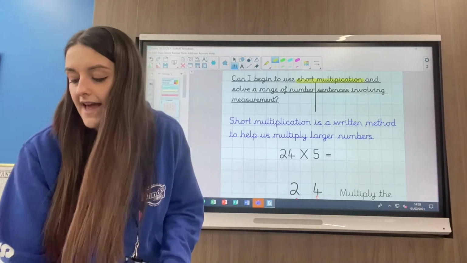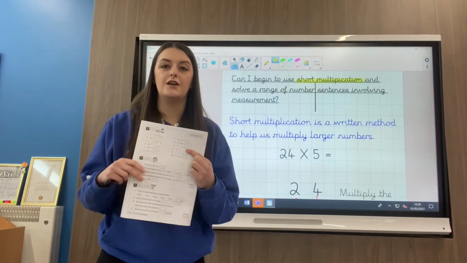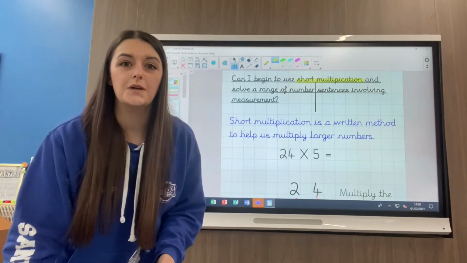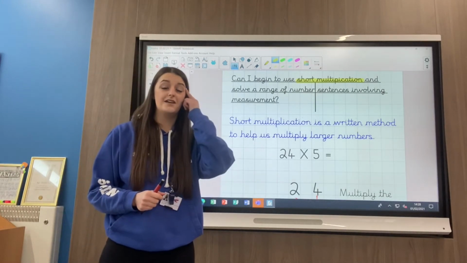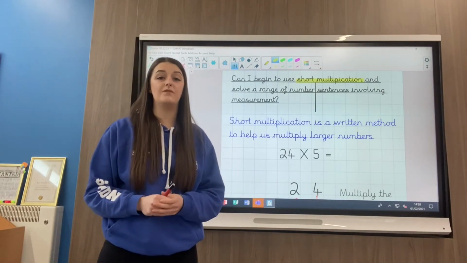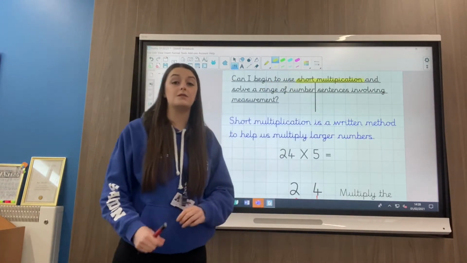Because in section A of today's learning, on number 9, you've got the question, 19 times 4. Now that's a really big multiplication to do in our head. We don't know up to 19 times 4. So this is why we use the written method of short multiplication.